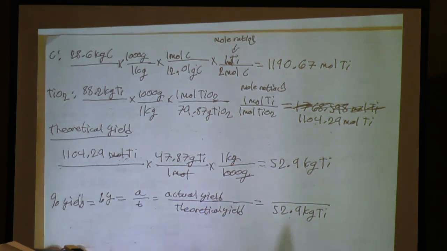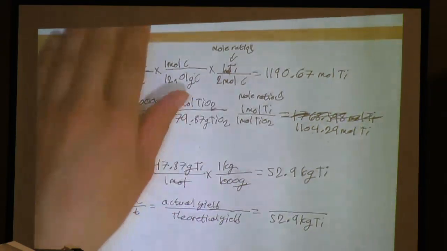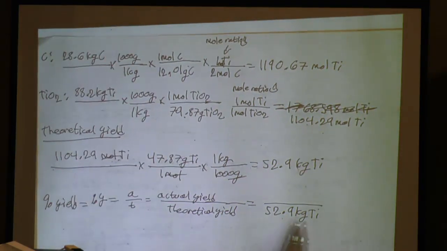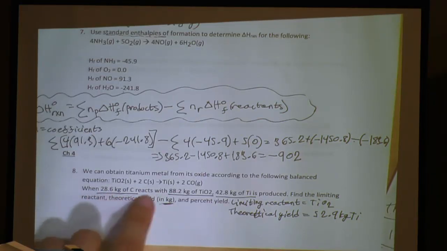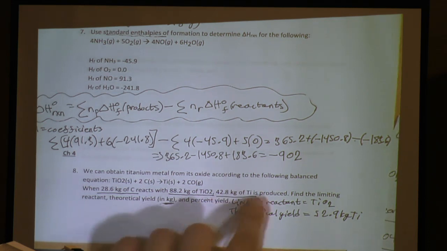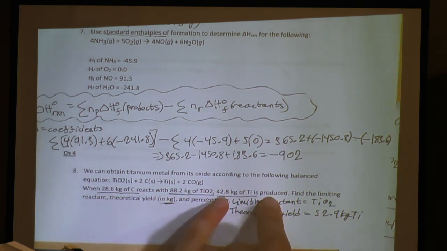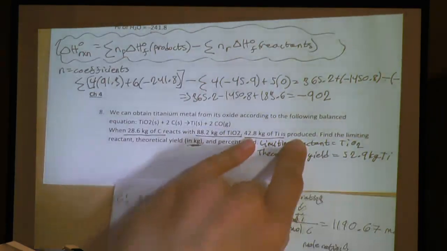Now we need our actual yield. Do we have to do any math here? No, the question will tell us what our actual yield is, because theoretically we can only produce this much that we found, but how much was actually yielded? Well, the question tells us, so 28.6 kilograms of carbon reacts with this much of TiO2, 42.8 kilograms is produced. So this is our actual yield, 42.8 kilograms.